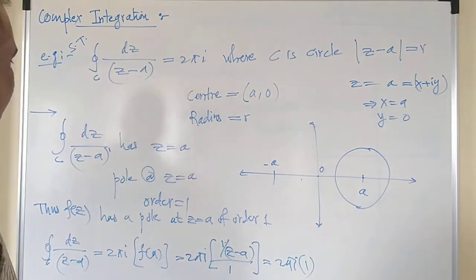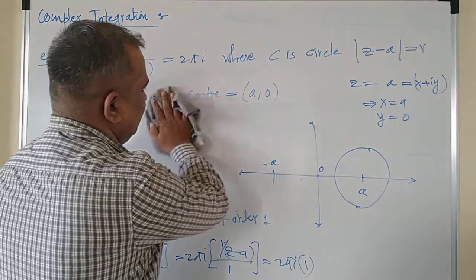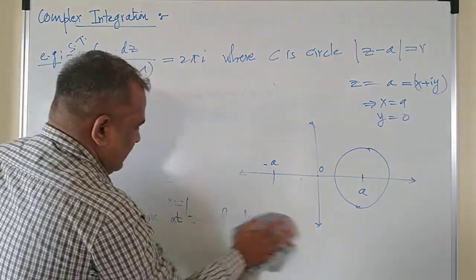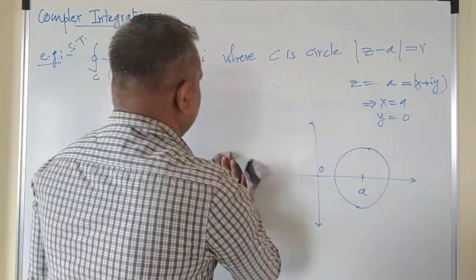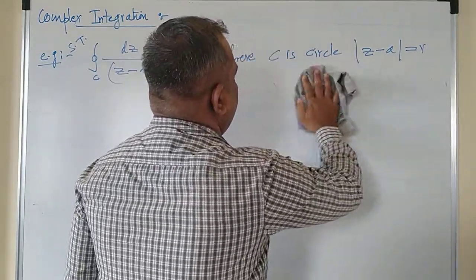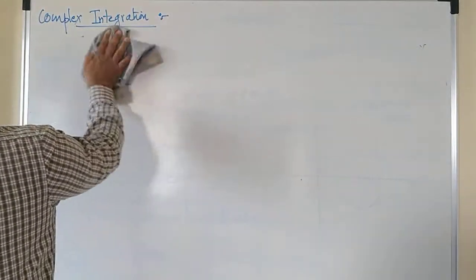Let us see one more example so that your understanding of complex integration will be a good one. So let's take the next problem, where there are some more points, right, at a particular pole. So let us do that.